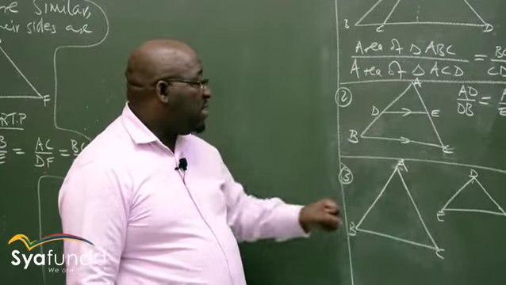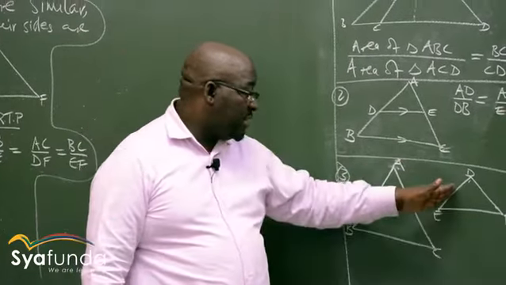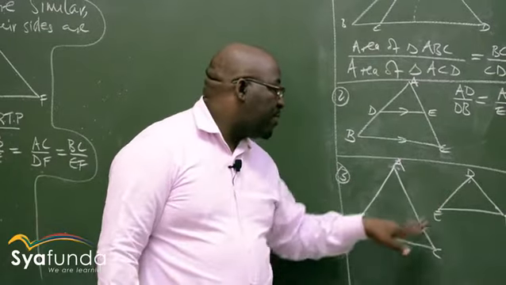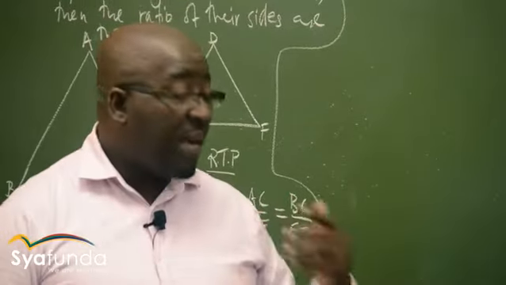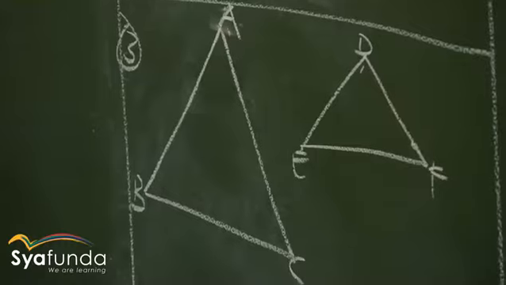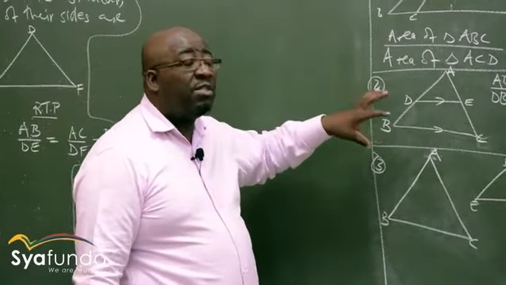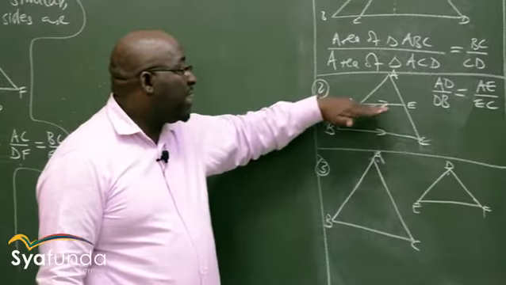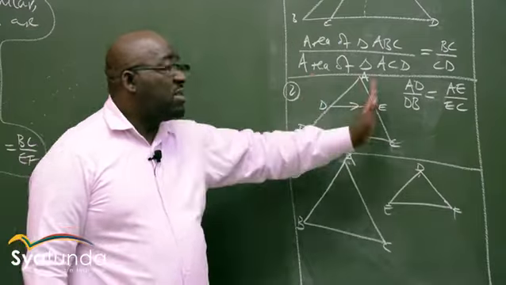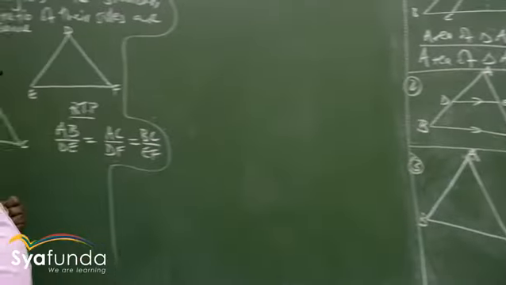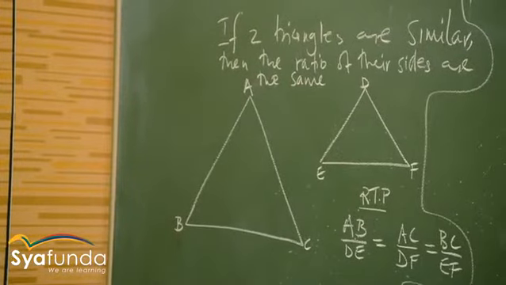Now, this next theorem, what does it say? If two triangles are similar, then the ratio of their sides are the same. So this theorem, we prove using the proportionality theorem. A line drawn parallel to one side of a triangle will divide the other two sides proportionally.